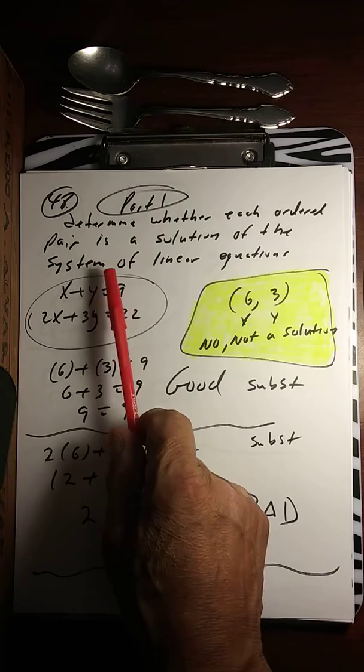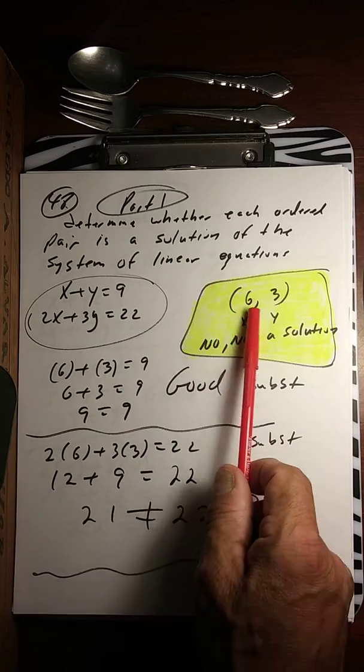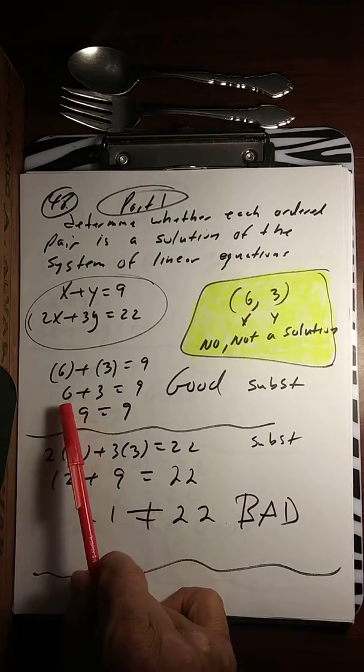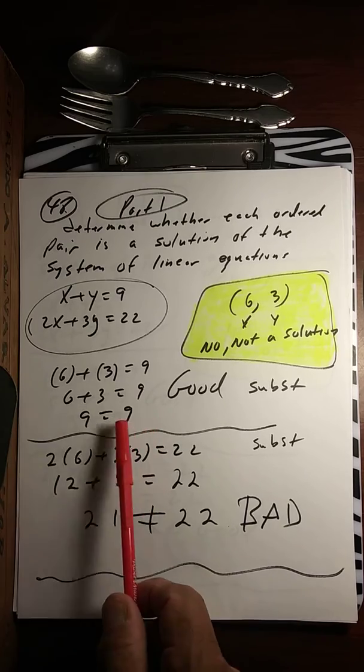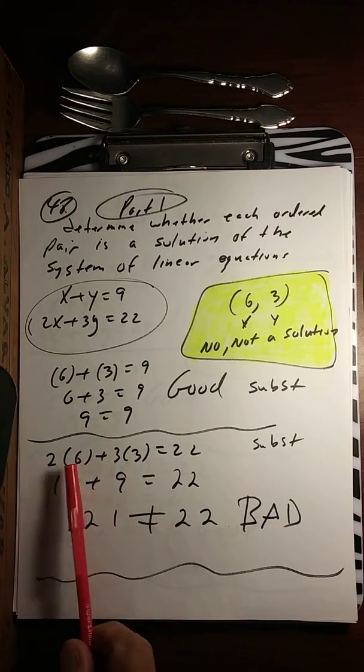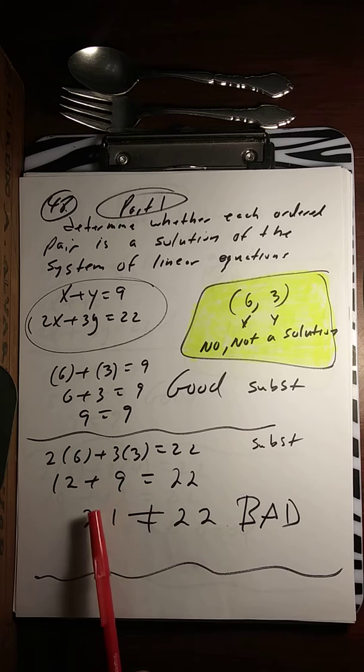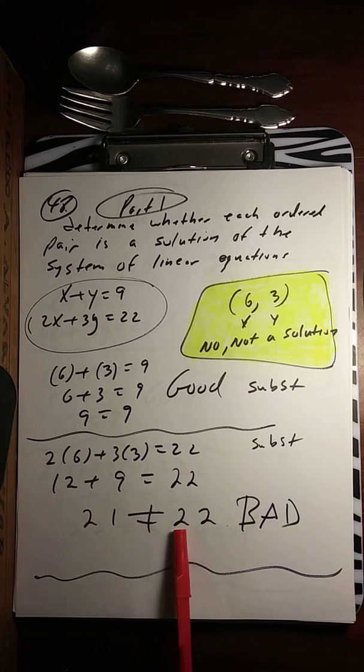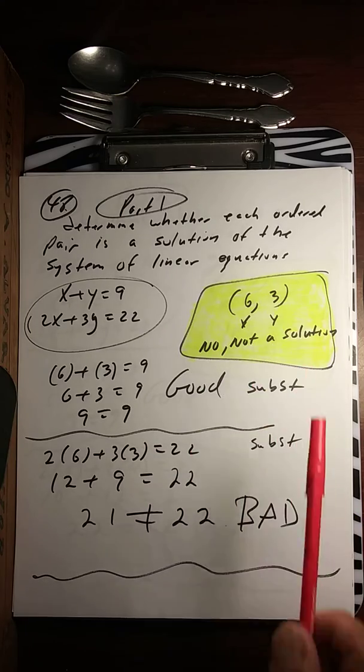Determine whether each ordered pair is a solution of the system of linear equations, (6, 3). So let's put in 6 plus 3. 6 plus 3 is 9. 9 equals 9. That's good. Let's try the other one. 2 times 6, 3 times 3. That's going to be 12 and 9 is 21. Nope, that's not equal to 22. So no, this is not a solution.